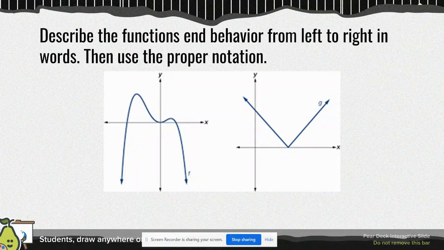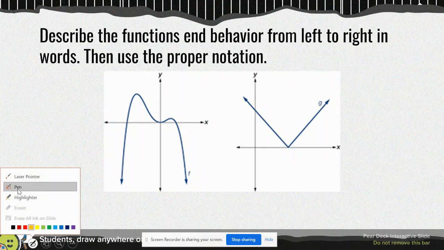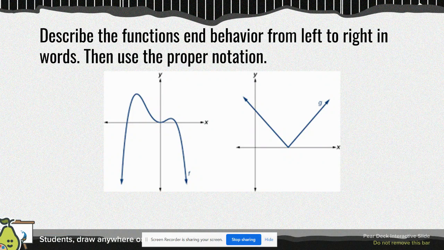Okay, here are two functions. I want us to describe the functions' end behavior from left to right in words, and then I want to see if we can use the proper notation and start to make some connections. I'm going to label the one on the left function or graph number 1, and the one on the right function or graph number 2.